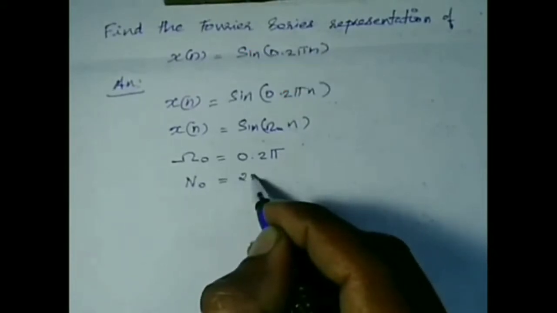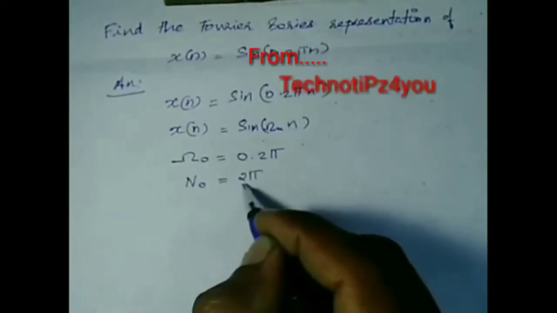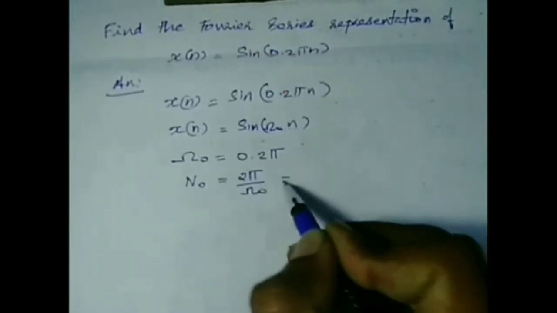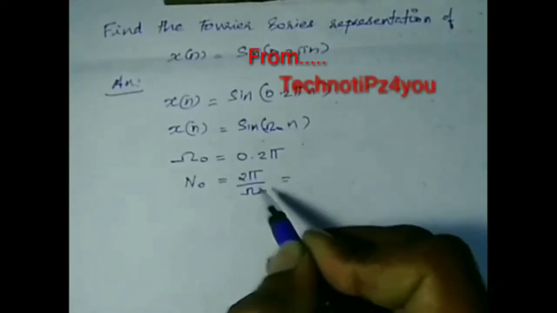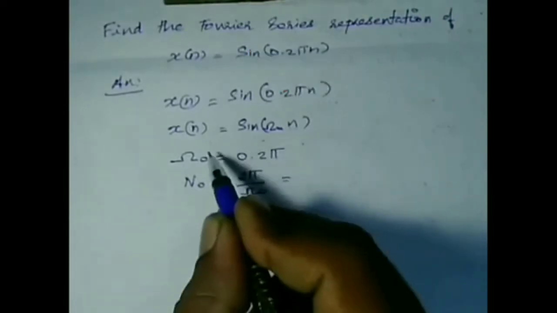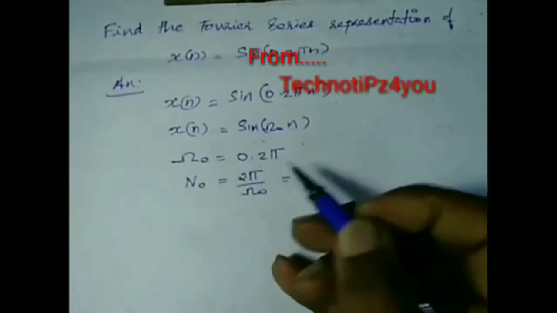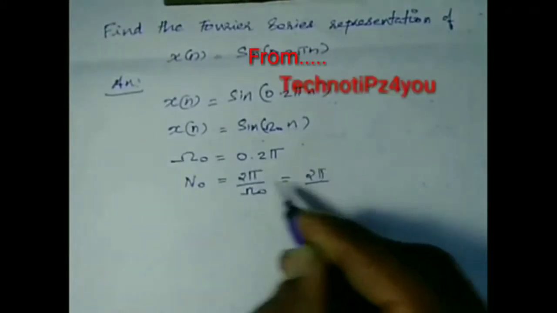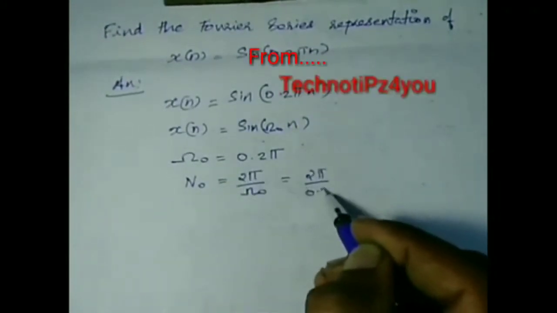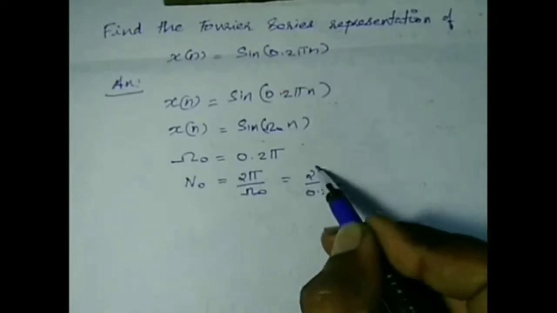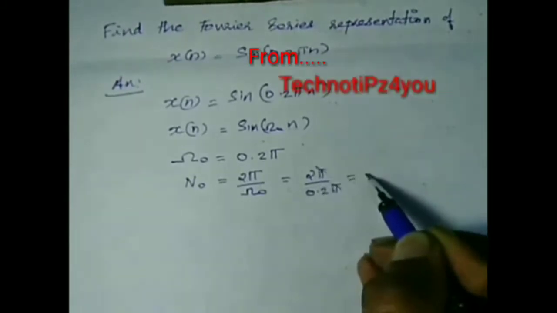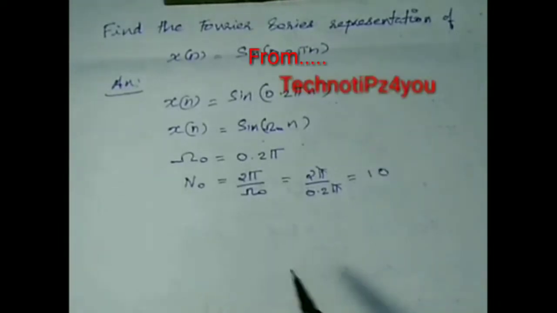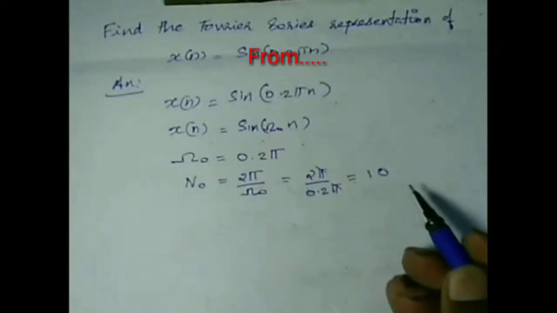Then let us evaluate the fundamental period n0. The equation for finding the fundamental period is 2 pi by omega 0. Substituting for omega 0, we know that the value of omega 0 is 0.2 pi. The pi terms cancel each other, and this is equal to 10. The fundamental period obtained is equal to 10.